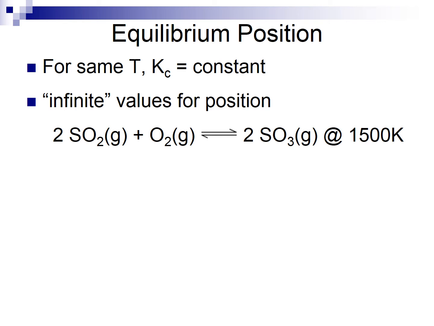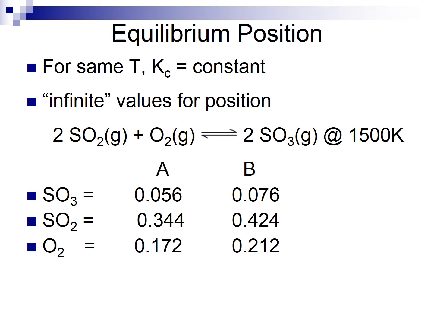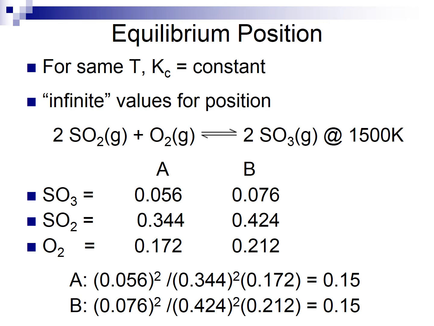If I look at this particular equation here, it has 2 different sets of data in 2 different trials, where we have activities of SO3, SO2, and O2 for trial A at 0.056, 0.344, and 0.172 respectively, and for B 0.076, 0.424, and 0.212 respectively. If I plug these into the expected equilibrium expression, which would be the SO3 squared divided by the product of the SO2 squared times the O2, we're going to get 0.15 for both sets of data. These are 2 different equilibrium positions, but they produce the same value for the equilibrium constant.